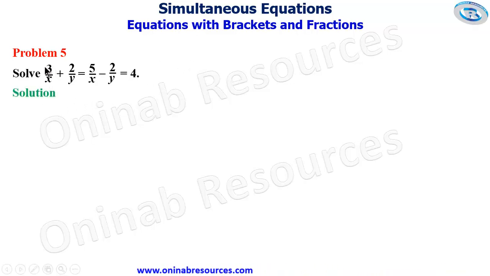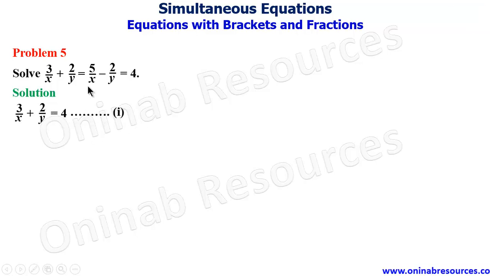So in our solution, we pick these first 2 terms, equate it to 4, and these 2 terms also equate to 4. So we have 3 over x plus 2 over y is equal to 4, call it equation 1. Then the last 2 here, we have 5 over x minus 2 over y is equal to 4, forming equation 2. Then from equation 1, we want to remove the fractions.